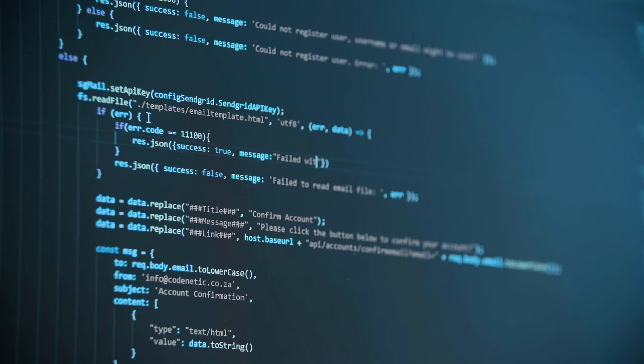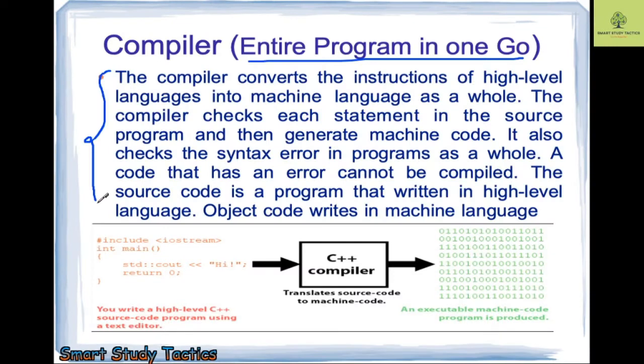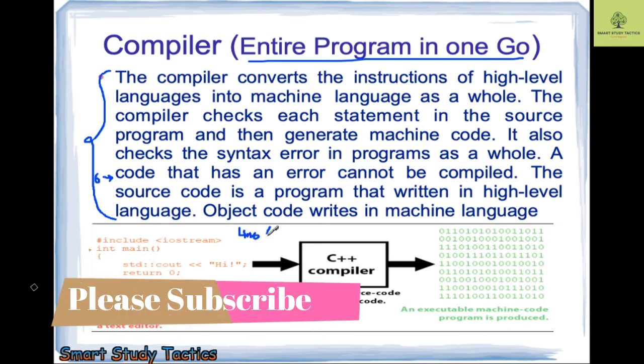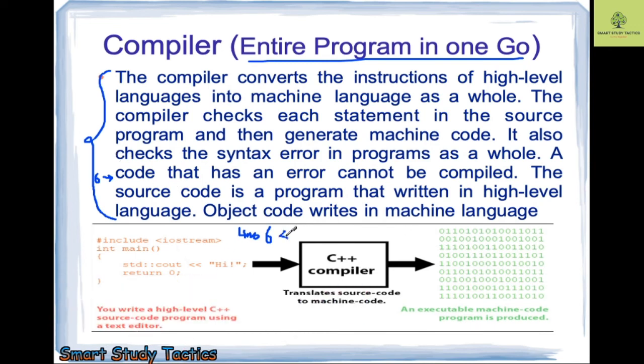In an interpreter, we were checking the program line by line. The compiler will run the whole program at once. Let's suppose this line has an error. Okay, 1, 2, 3, 4, 5, 6, sixth line. Let's suppose the sixth line has an error. So what will it show? It will show line 6 has an error. Okay, at the last it will show line 6 has an error, and you have to clear the error. Then it will execute your program. Okay, is this clear to all of you?